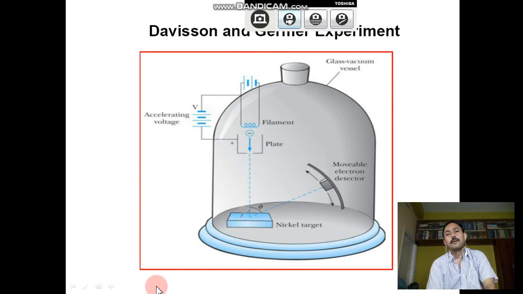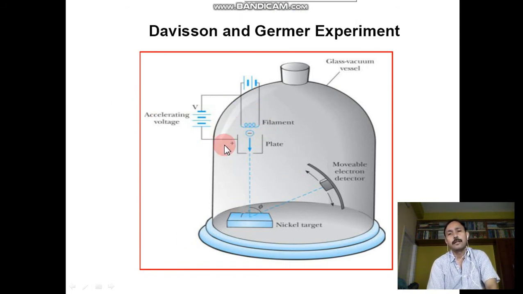This is the experimental setup. This is the electron gun. Then it is falling onto this nickel crystal. Movable electron detector. The entire setup is placed in a vacuum vessel.